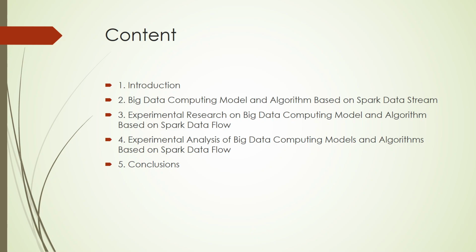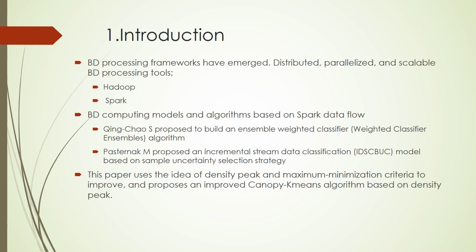This paper uses the idea of density peak and maximum-minimum criteria to improve, and proposes an improved canopy clustering algorithm based on density peak. Finally, the improved algorithm is realized using the Spark framework. Big data computing model and algorithm based on Spark data stream: research and improvement of canopy clustering parallel algorithm based on Spark. Improved canopy clustering algorithm based on density peak.